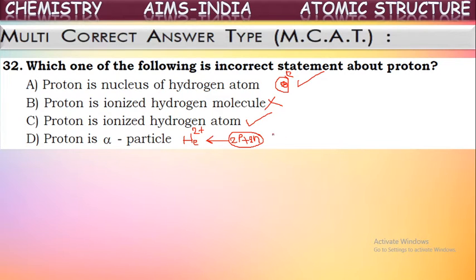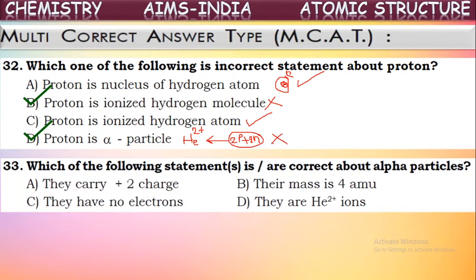So this also incorrect. Now what are the two correct options? Proton is nucleus of hydrogen atom and proton is a ionized hydrogen atom. These two are correct about proton. Now they're asking about incorrect statements, the remaining two, B and C.